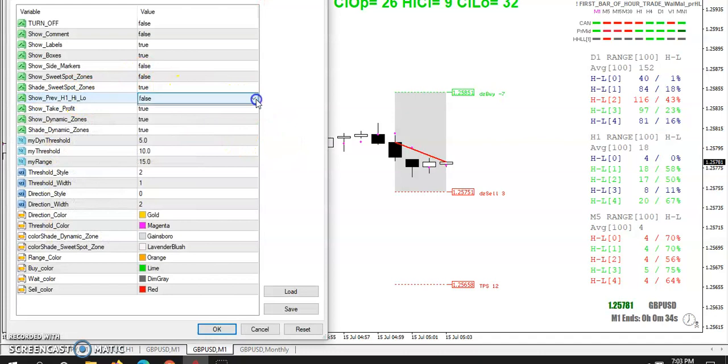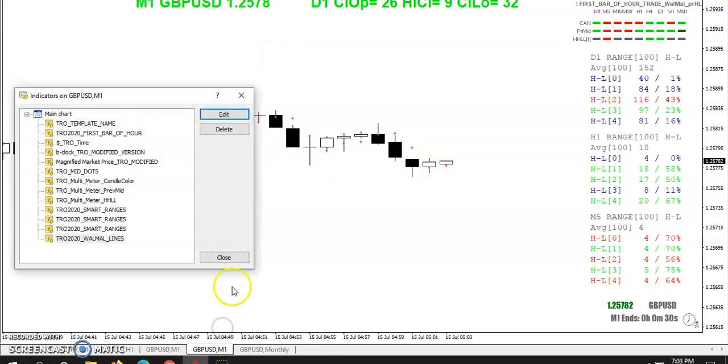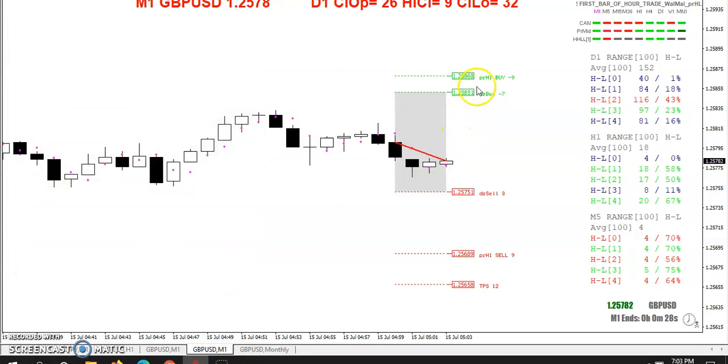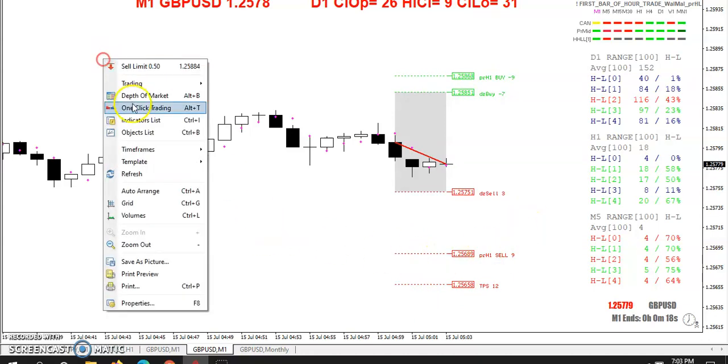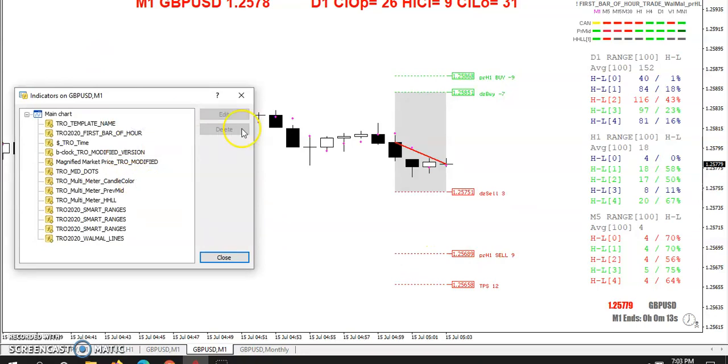Okay, also I added the previous H1 high-low lines too. So you can see here the previous H1 for an H1 breakout here to the north and an H1 breakout here to the south, because those can also be very profitable.